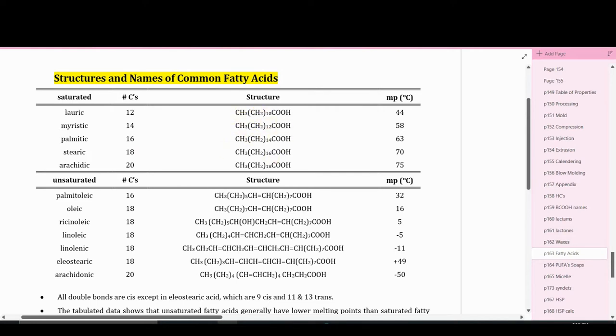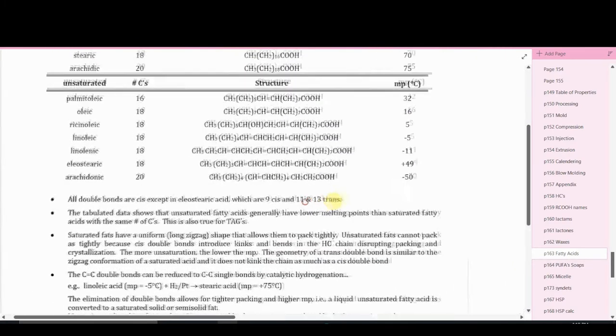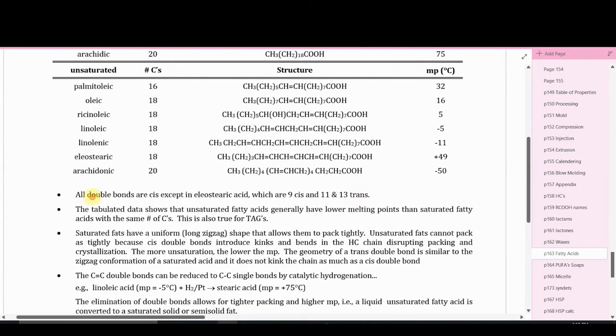And then there are unsaturated versions, the 16 carbon unsaturated palmitoleic with one double bond. Oleic, equivalent to stearic acid, but one double bond. And then we have linoleic, probably the most famous ones, linoleic and linolenic, polyunsaturated fatty acids of 18 carbons. Those are so common and important in diet and nutrition. Interesting that most, if not all, double bonds, not all, but most, are cis rather than trans.